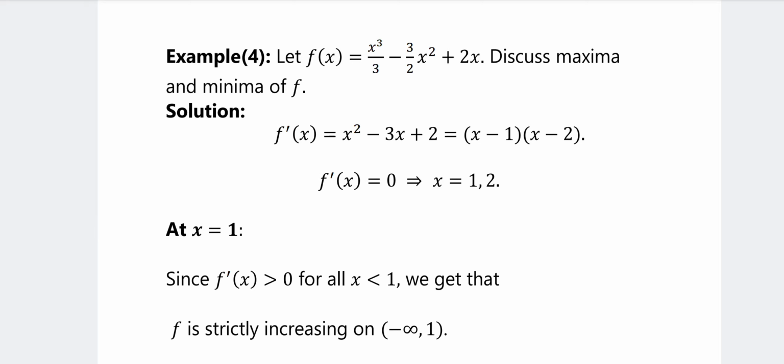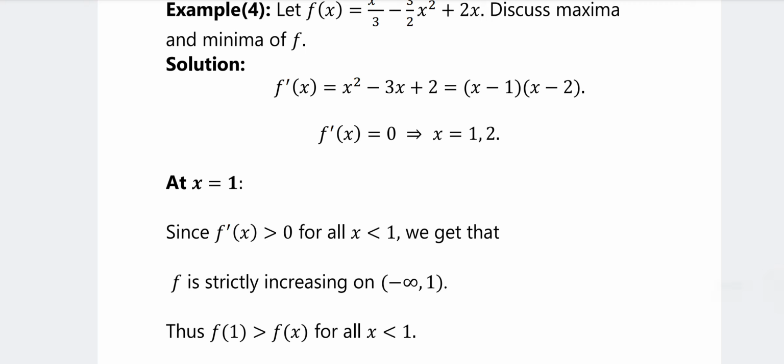So first check at x equal to 1. If you take any value less than 1, the factor x minus 1 will be strictly negative, and the factor x minus 2 will also be strictly negative. The product of two strictly negative values will be strictly greater than 0. That is why the derivative of f is strictly greater than 0 for all x less than 1.